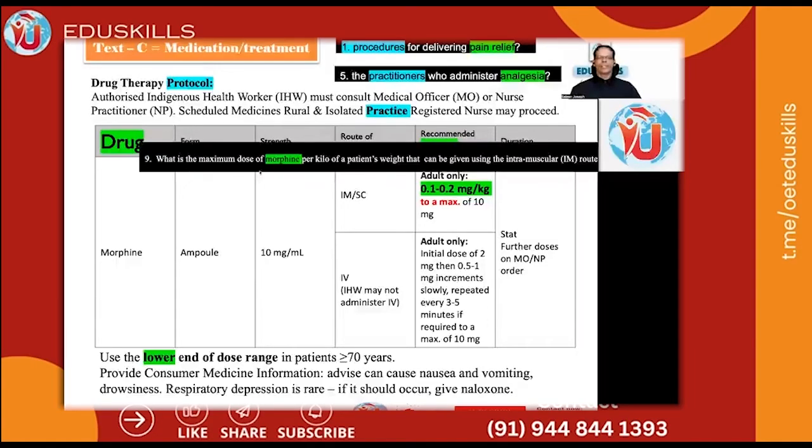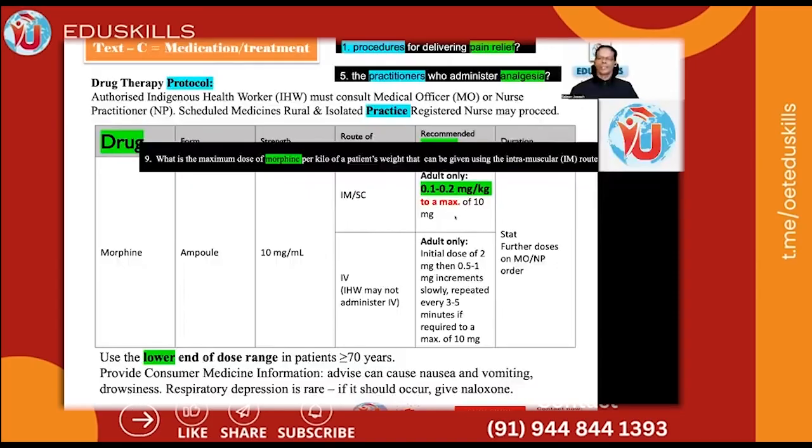Now, ninth one: what is the maximum dose of morphine per kilo of a patient's weight that can be given using the intramuscular route? What is the maximum? 0.2 milligram per kg. Why not 10? Here it is mentioned a max, based on weight, 0.1 to 0.2. Now they are asking what is the maximum dose of morphine per kg. But here they have mentioned a max of 10 mg.